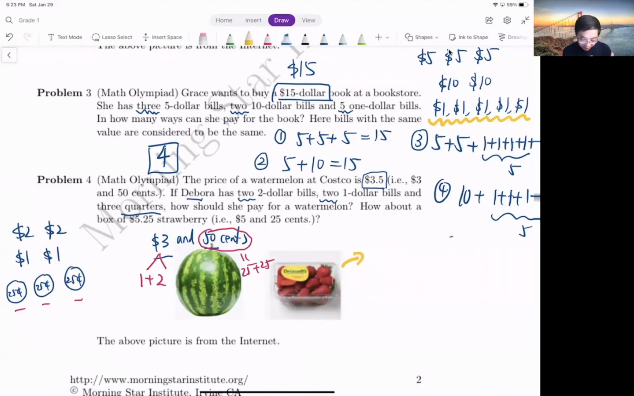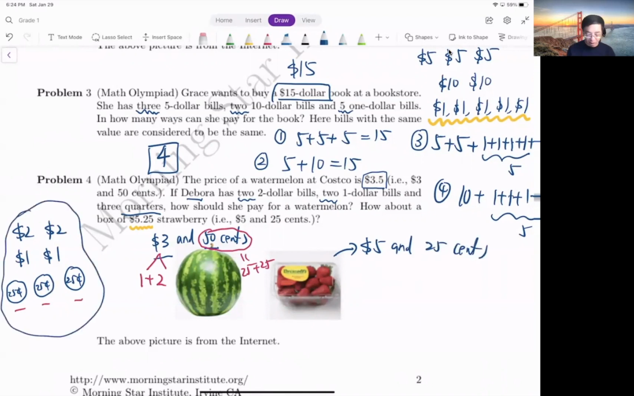Now, how about this one? Let's say instead of buying watermelon, she wants to buy a box of strawberries. Here again, we use this kind of shorthand notation. This one just means $5.25. Maybe I'll use the blue one. So this one is $5.25. Now again, with the same collection of money, how should she pay for it? First of all, let's take care of the dollars.